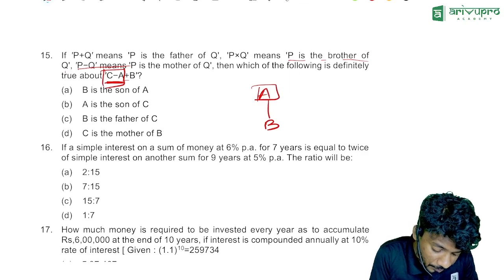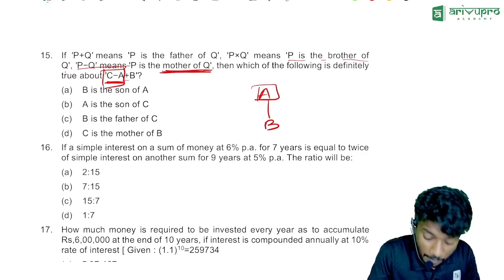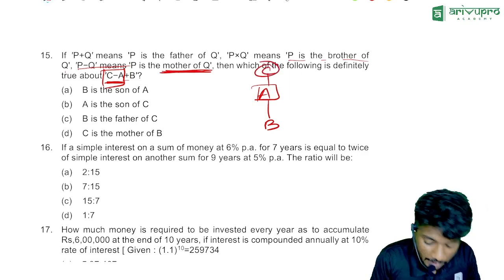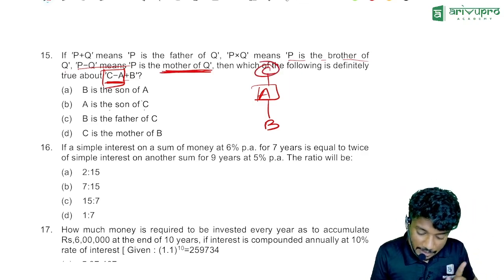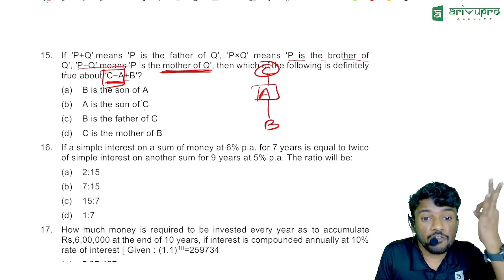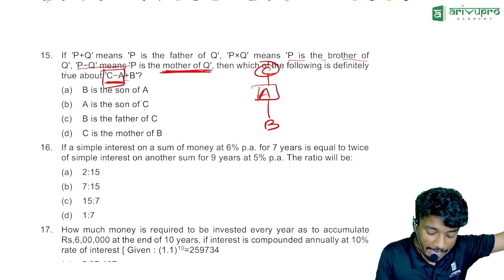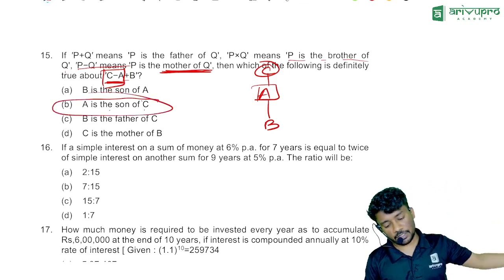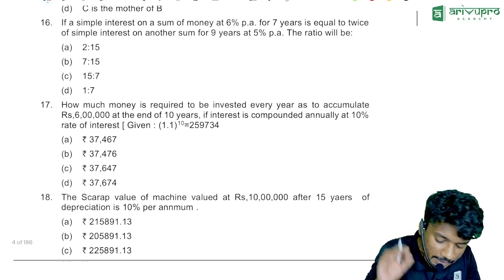C is the mother of A. C is the mother of A. So B is the son of A, A is the son of C. What is the right one? Which is definitely true? With our facts, what is true? A is the son of C. Okay, correct? Yes. Look at the next one.